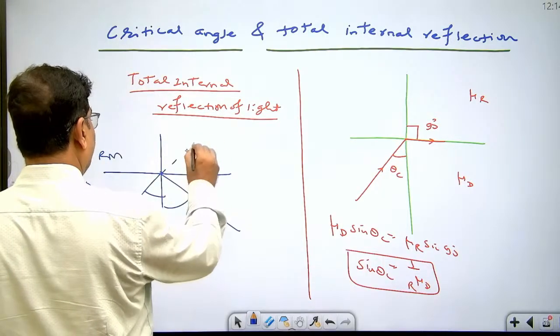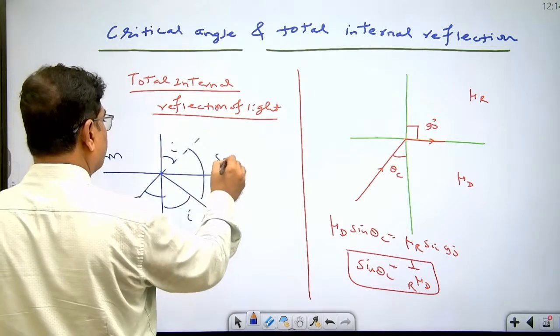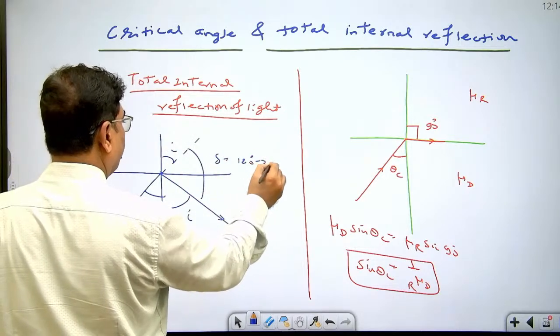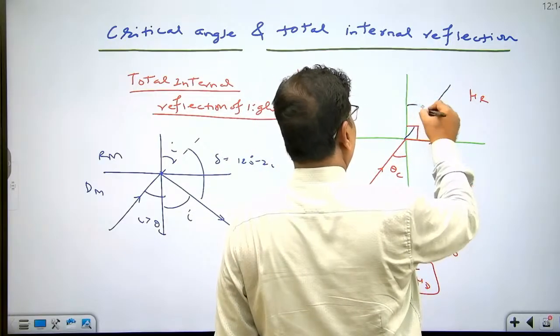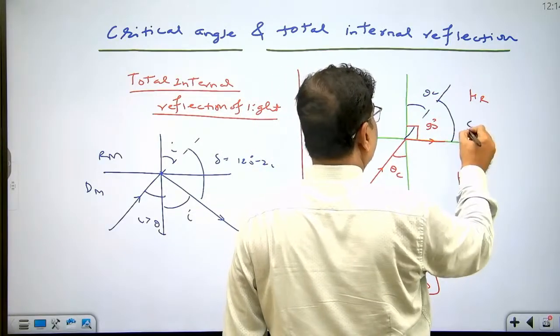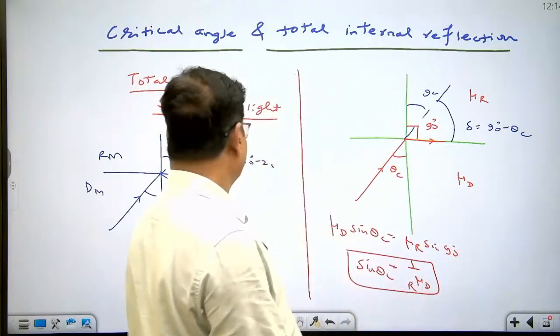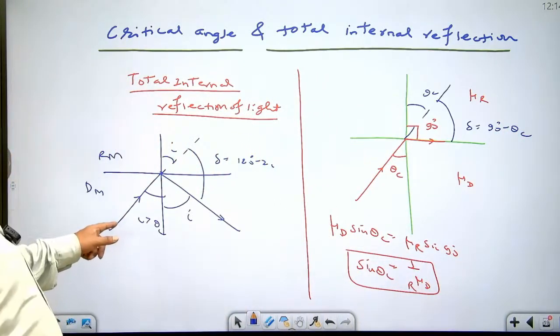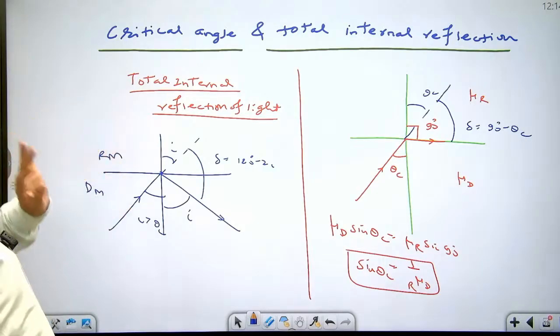So how much is the deviation? This is I. So deviation in this case is how much? 180 degree minus 2i. And what is deviation in this case? Deviation in this case is 90 degree minus theta c, okay? If I becomes equal to 90 degree, this deviation becomes 0, okay? So this is how TIR is defined.